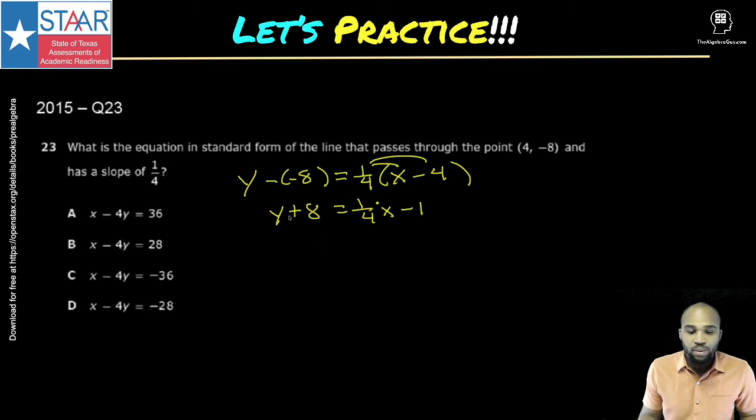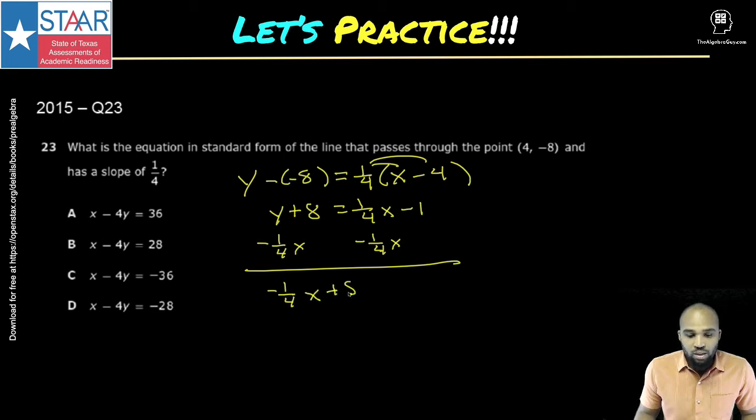Standard form means I need to have an x, a y, and a number. So I need to get my x on that side. I'm going to subtract 1/4 x to do that. So that gives me -1/4 x plus 8 equals -1. And I'm going to subtract 8.